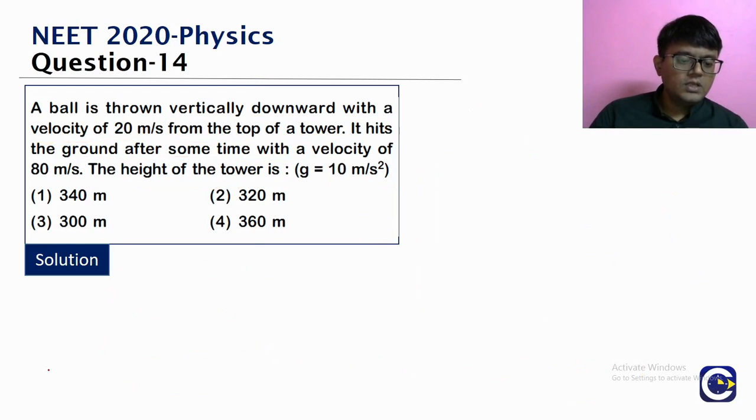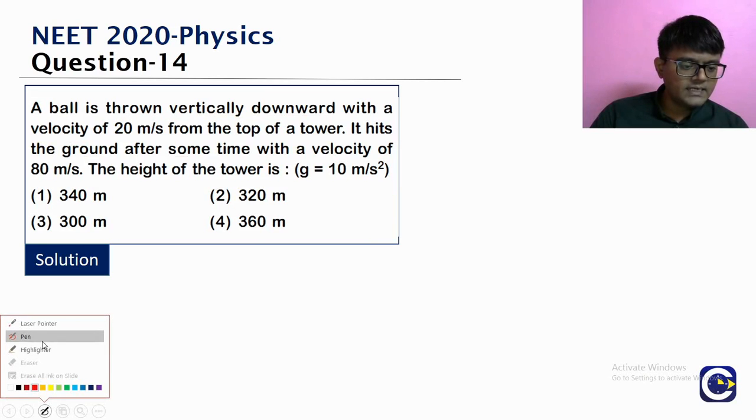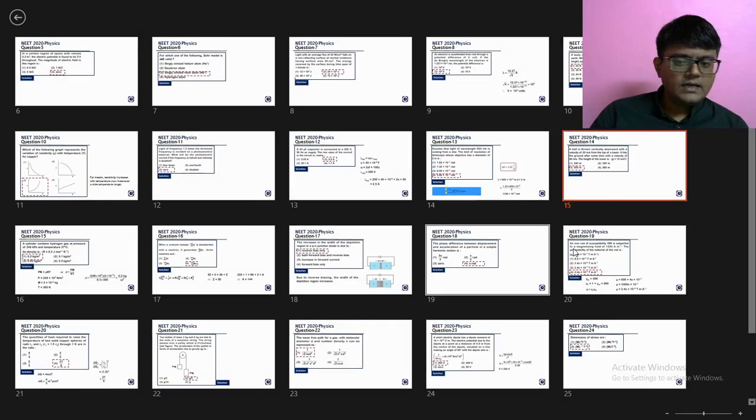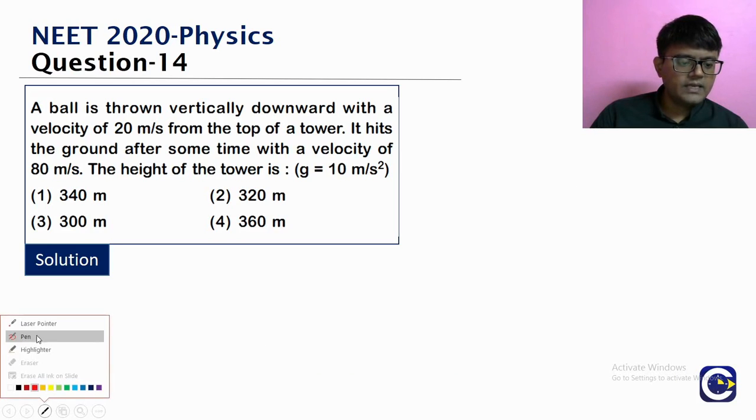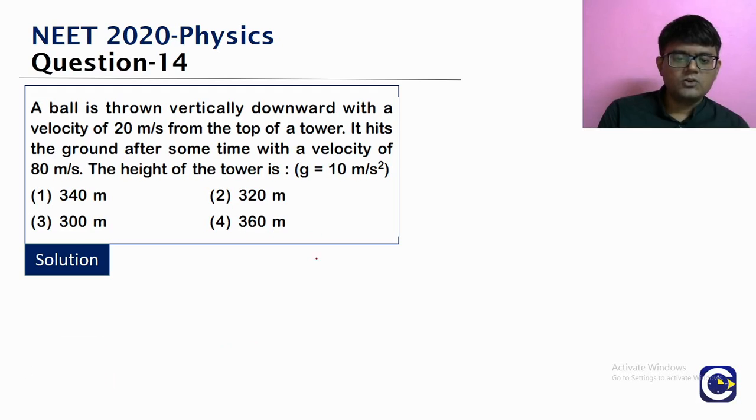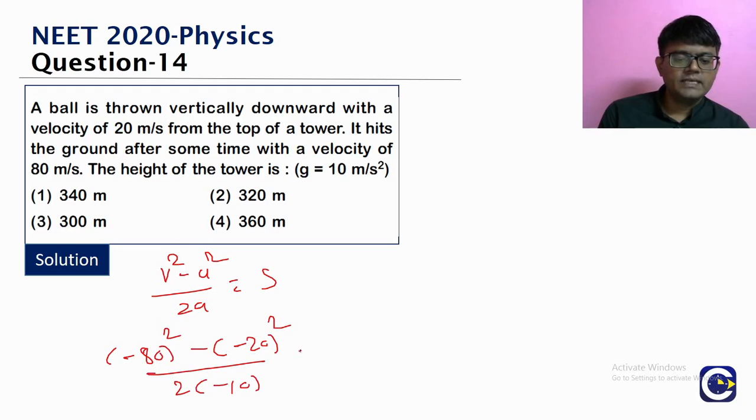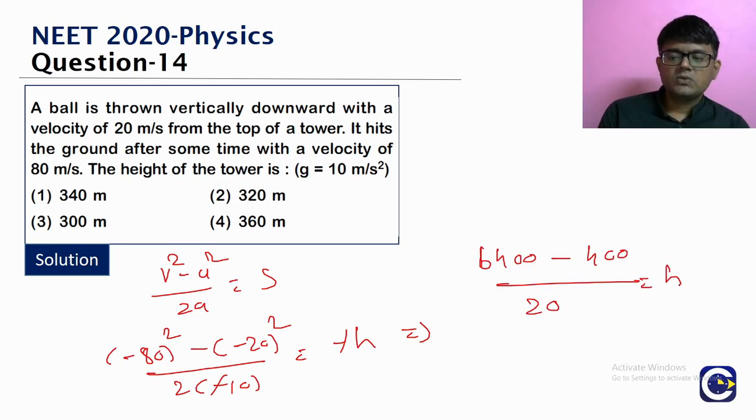If you practice some questions, you will be able to remember all these things and we can easily answer. So look at this. We will have the formula to be used: v square minus u square by 2a is equal to s. So minus 80 square minus 20 square divided by 2 into minus 10 is equal to minus h. Minus minus is cancelled. So from here, 80 square is 6400, minus 20 square, which is 400, divided by 20, is equal to h.